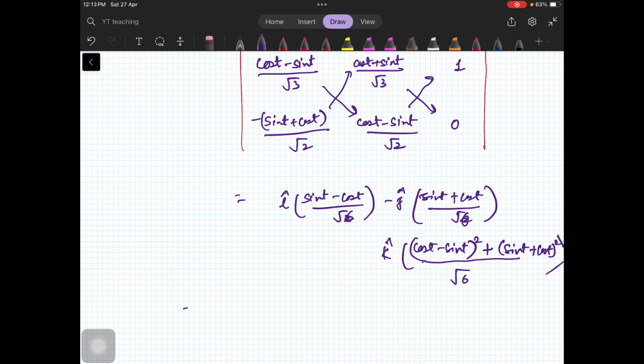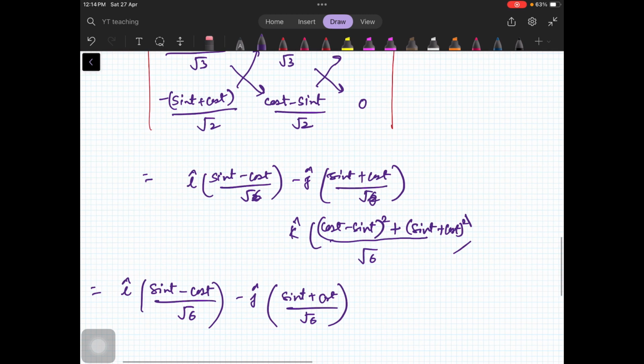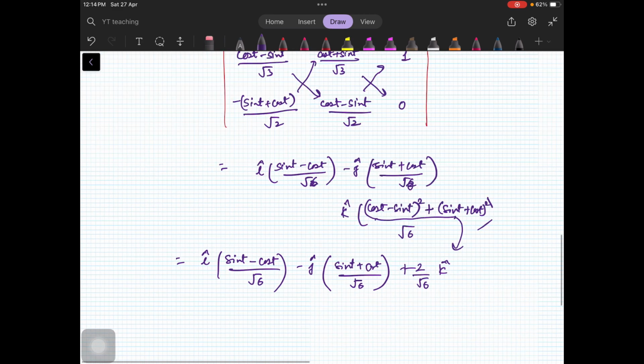So this is going to be i cap (sin t minus cos t) upon root 6 minus j cap (sin t plus cos t) upon root 6. And you do these calculations, so you'll get this equal to 2 by root 6 k cap, right? So this is my b vector, right?